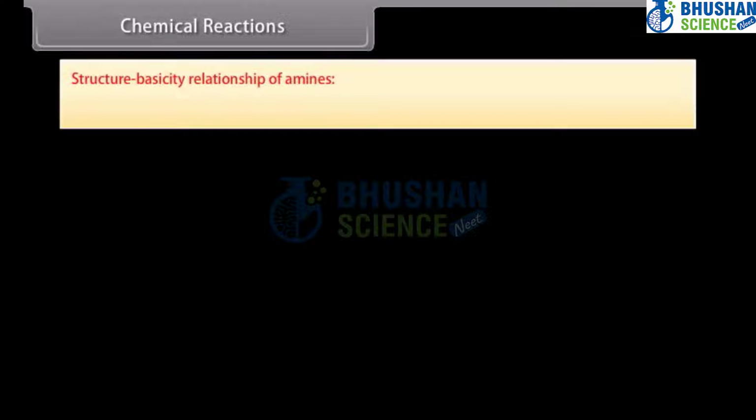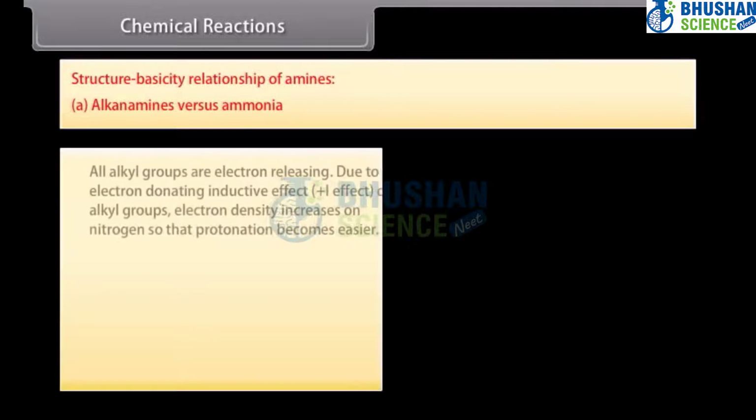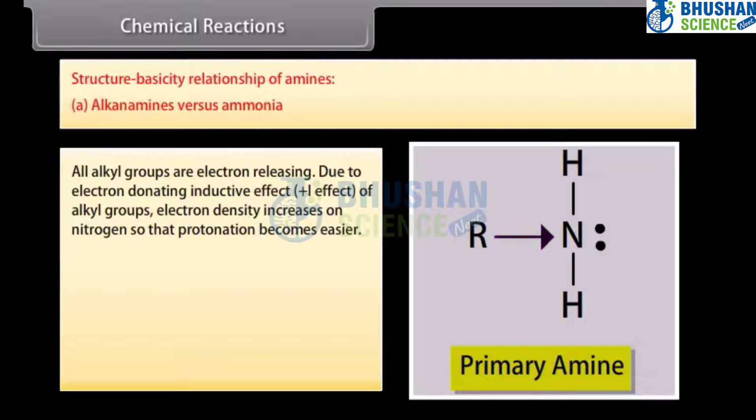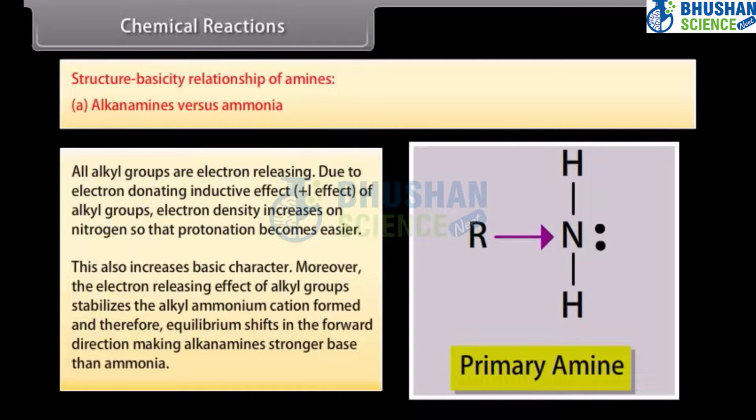Structure-basicity relationship of amines. Alkylamines versus ammonia. All alkyl groups are electron releasing. Due to the electron donating inductive effect, that is the positive I effect of alkyl groups, electron density increases on nitrogen so that protonation becomes easier. This also increases basic character. Moreover, the electron releasing effect of alkyl groups stabilizes the alkyl ammonium cation formed, and therefore the equilibrium shifts in the forward direction, making alkylamines stronger bases than ammonia.